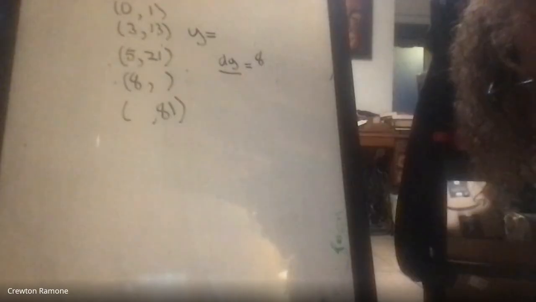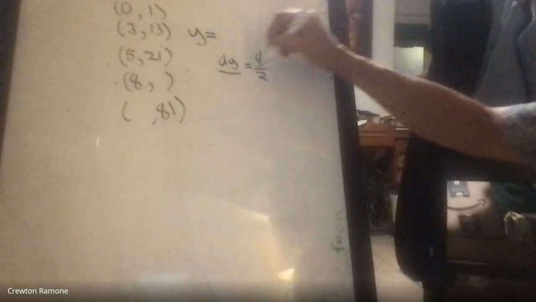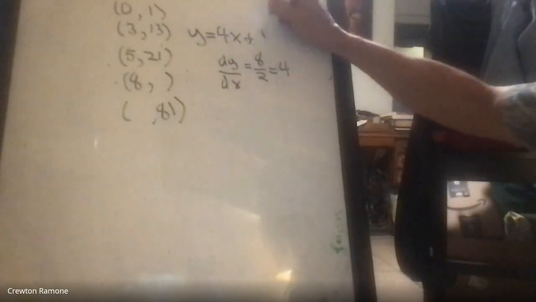All right. Now, what's the difference between 5 and 3? 2. Yes, simple. So what's 8 divided by 2? 4. There you go. There's your rate. They make 4 cakes per hour, and they started with 1.